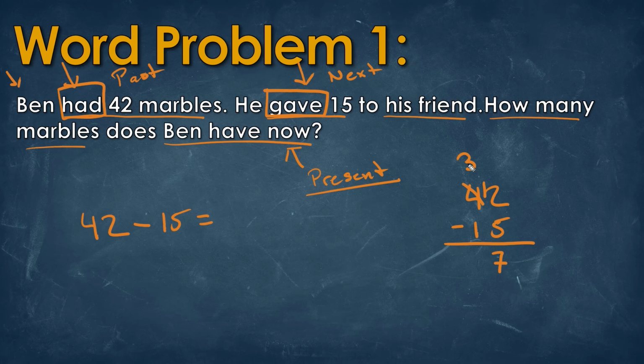Then we subtract that number. Instead of 4, we now turned it to a 3. 3 minus 1, which would give us 2. So our answer is 27 marbles are now what Ben has.